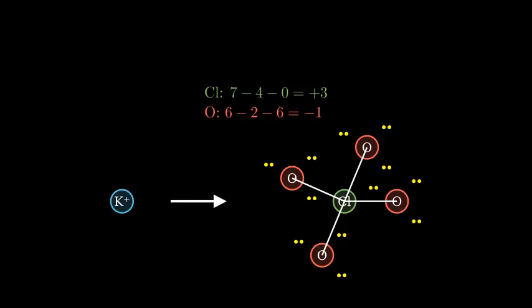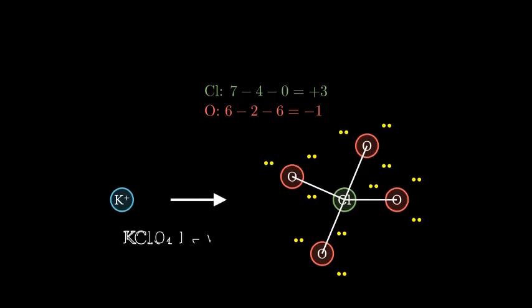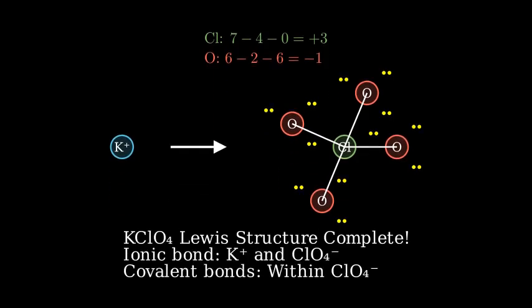Potassium loses its 1 valence electron to become K+, while the perchlorate ion has an overall charge of minus 1. And that's our complete Lewis structure for potassium perchlorate. Notice how we've shown both the ionic bond between potassium and perchlorate and the covalent bonds within the perchlorate ion itself.